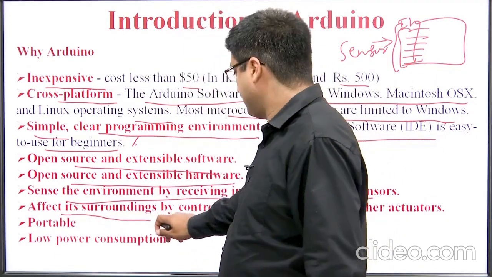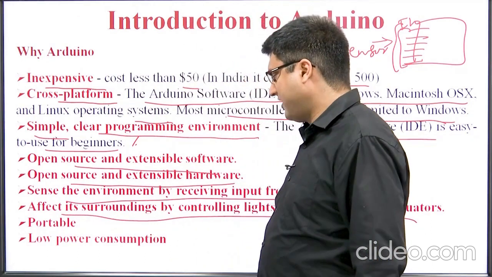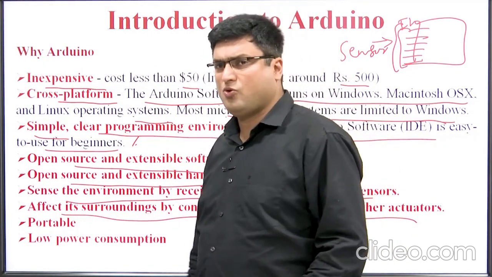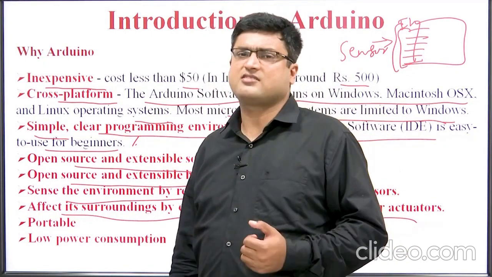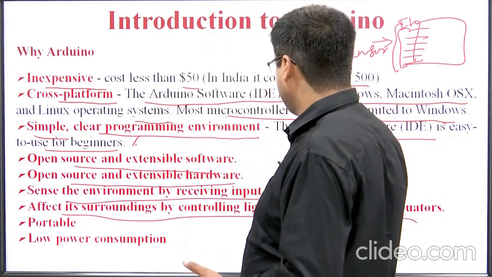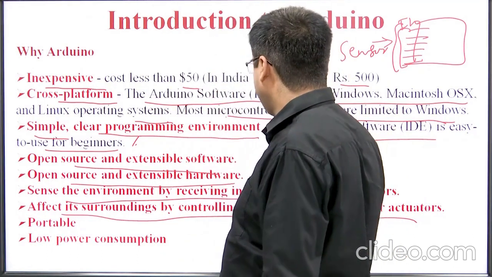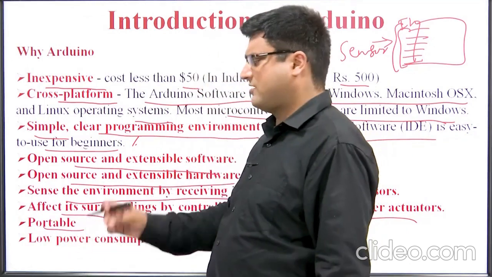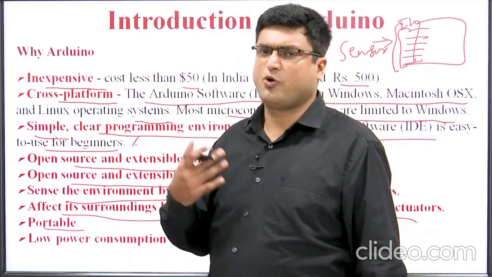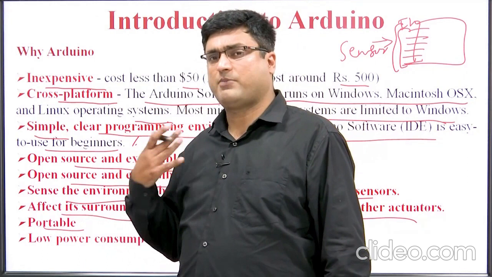It affects its surroundings by controlling lights, motors and other actuators. So it is compatible with sensors and actuators as well, and it is used in a variety of applications. We will see in the next slides the control of lights and motors. It is portable, very small in size, and easy to carry. It can be deployed anywhere, and can be used in a variety of applications.